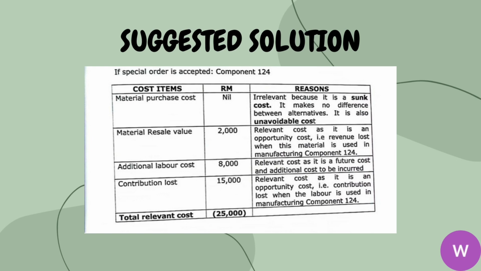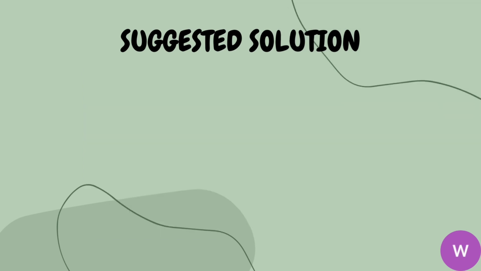It made no difference between alternatives. It is also an unavoidable cost. The material resale value is a relevant cost as it is an opportunity cost, that is, the revenue lost when this material is used in manufacturing component 1 to 4. The additional labor cost is a relevant cost as it is a future cost and an additional cost to be incurred. And lastly, the contribution loss is a relevant cost as it is an opportunity cost, that is, the contribution lost when the labor is used in manufacturing component 1 to 4.